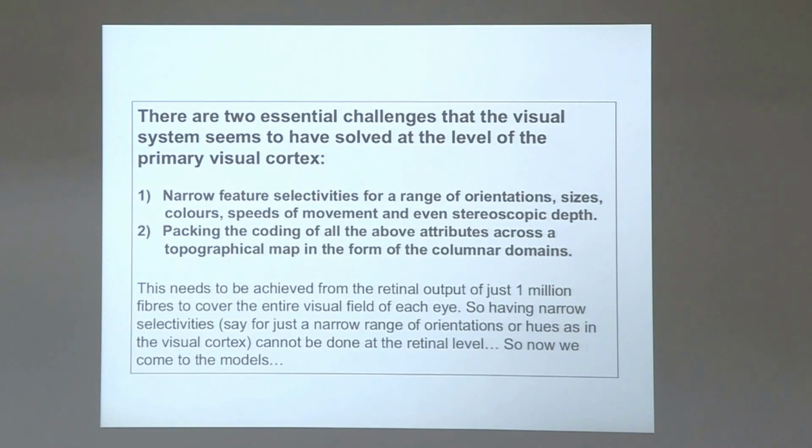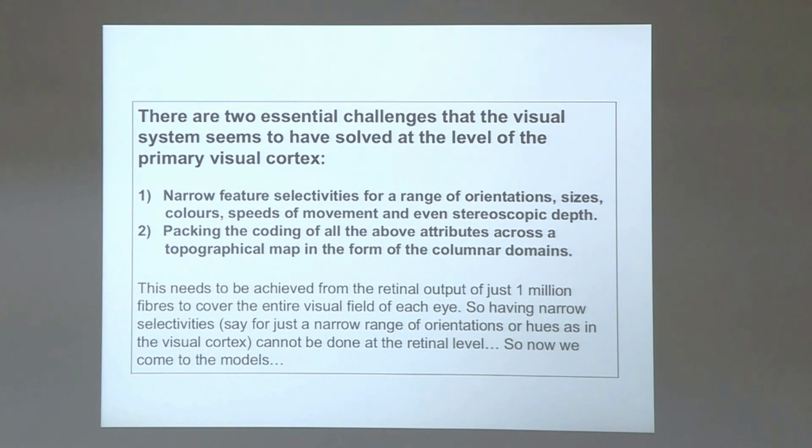Now, there are two basic challenges that the visual system seems to have solved at the level of the primary visual cortex. One is having a number of neurons selective for a particular feature. Each neuron is selective for a particular orientation, and they're also selective for the size of the stimulus. We do that using gratings at different spatial frequencies, and in the monkey particularly, they are selective for the color, the hue of the stimulus, and speed of movement, and the neurons also are selective for stereoscopic depth as well. Okay? This feature selectivity is one thing. The other one is the functional architecture I spoke to you about just now.